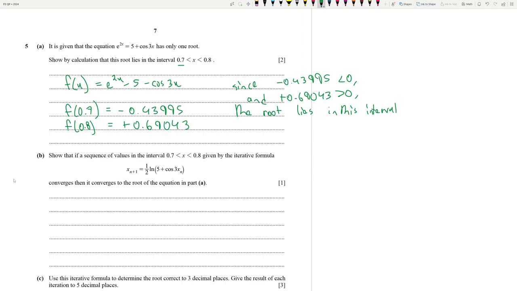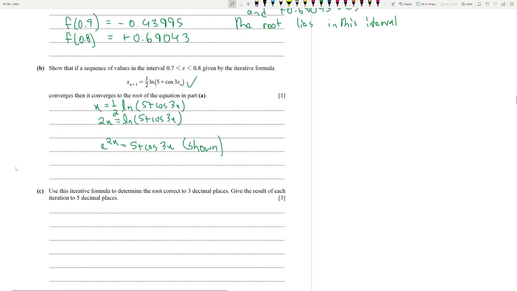Okay, so let's do this. x equals to half ln 5 plus cos 3x. So twice x equals to ln 5 plus cos 3x. Next, you can bring the e to that side. e to the power twice x equals to 5 plus cos 3x. Oh yeah, we are here. That's it. Shown. Very straightforward.